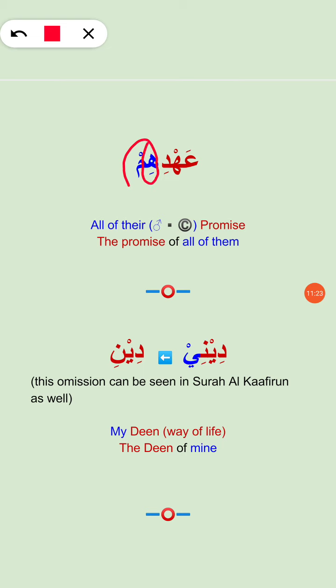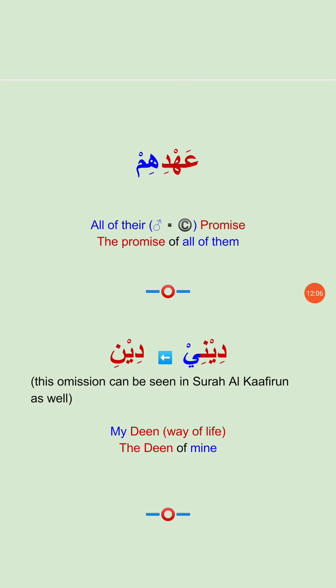Okay, why is it so? Because we learned in the pronouns lesson that the attached pronouns of "who" have two variants. They can either have pesh on them or they could have zir on them. Why? If the previous letter has zir, then the attached ha, the pronoun ha, also has zir. This is only to ease the speech. There's no other reason behind it. There's no grammatical significance. It's only to facilitate a smooth speech.